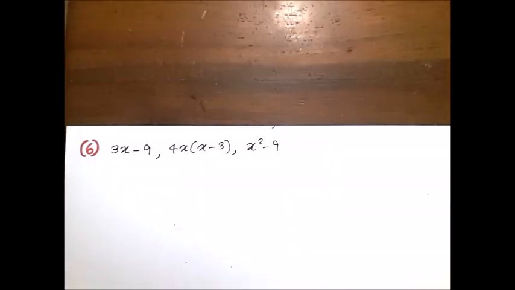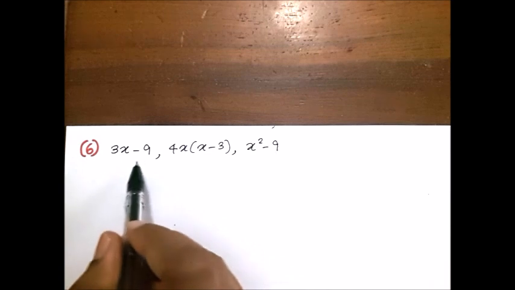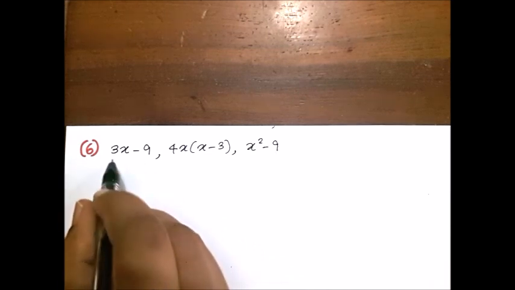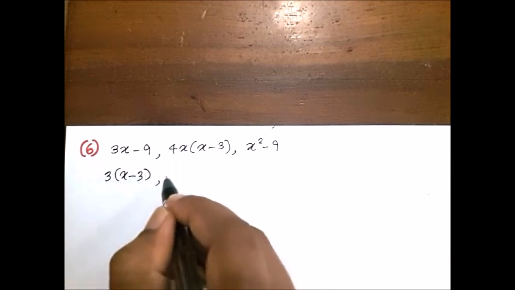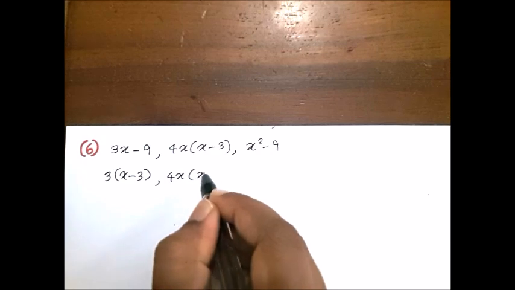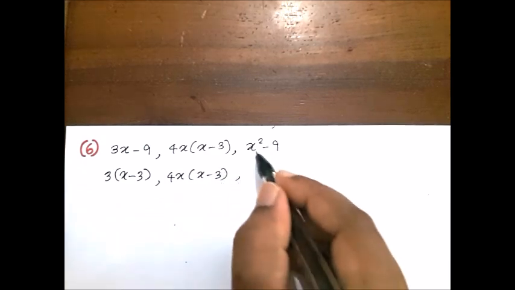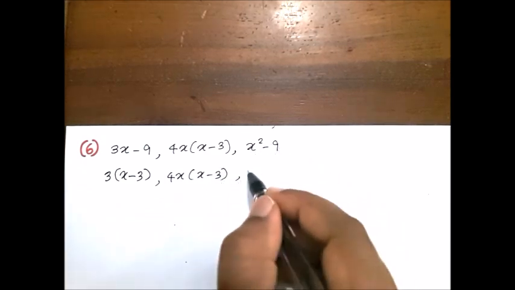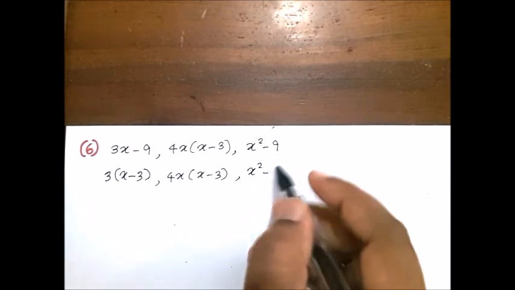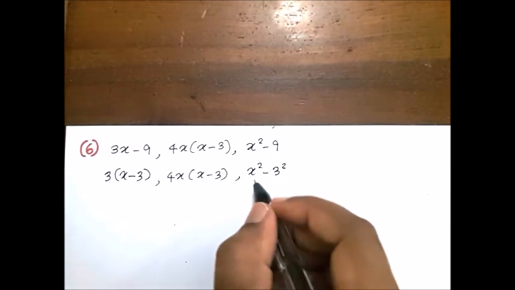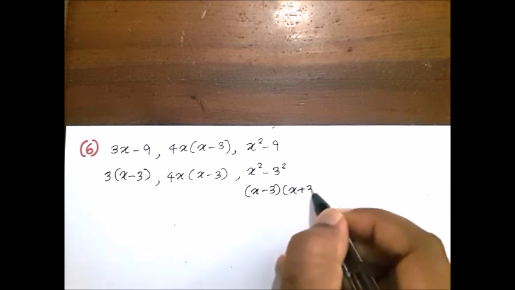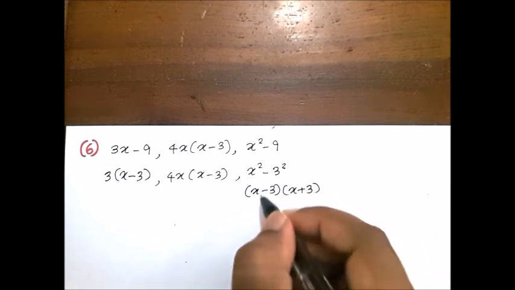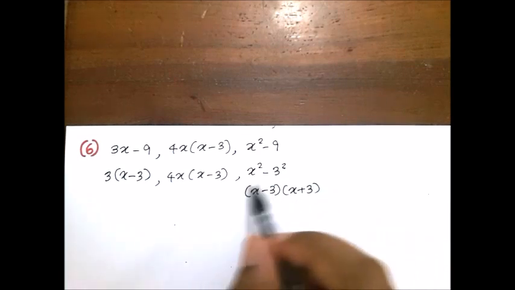Let's start the sixth example. First factorize this expression. You have to take common terms out: 3 common, within brackets remaining x minus 3. 4x multiplied by x minus 3. Here is a difference of two squares. You can arrange this as a difference of two squares. 9 you can write as 3 to the power 2. So factors are x minus 3 and x plus 3. You have to add these two and subtract these two as factors.